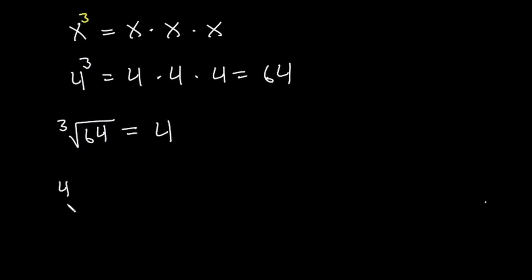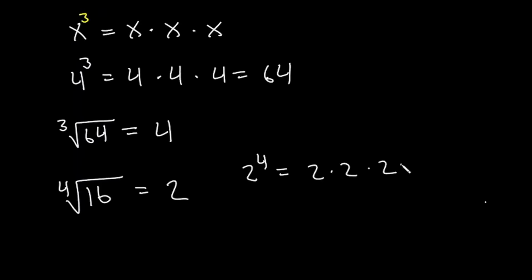If you take the fourth root of 16, you are looking for a number multiplied by itself 4 times that would equal 16, which is 2. So 2 to the fourth power equals 16, and the fourth root of 16 equals 2.